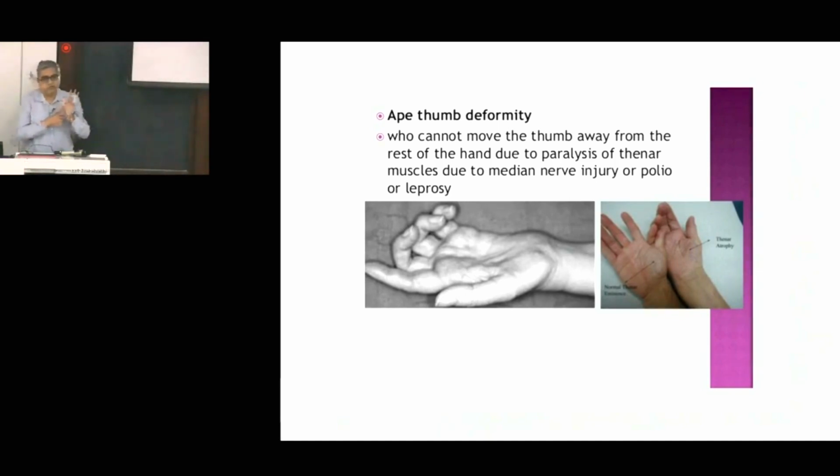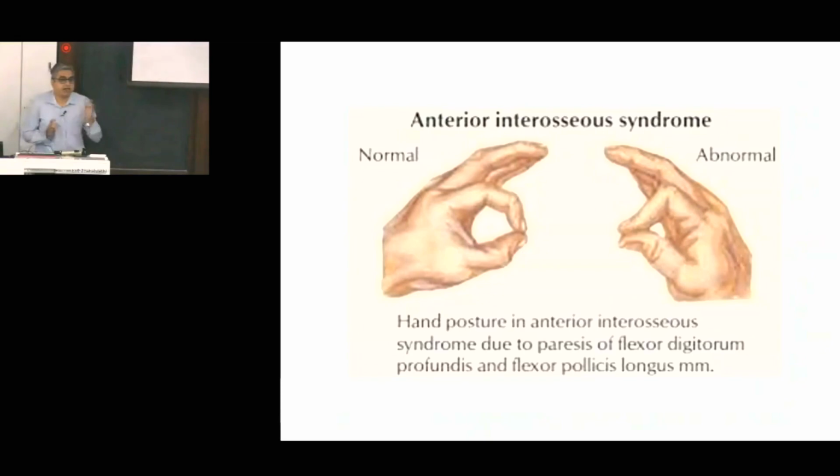Again, this is the median nerve. So I told you three signs of the median nerve: pointing index, sign of benediction, ape thumb deformity. Now, how do you differentiate with the anterior interosseous? Now, come to the left side. A fracture, both bone fracture or Monteggia fracture, in any case can lead to injury to the anterior interosseous nerve. How do you differentiate anterior interosseous nerve injury from other injuries of the median nerve?